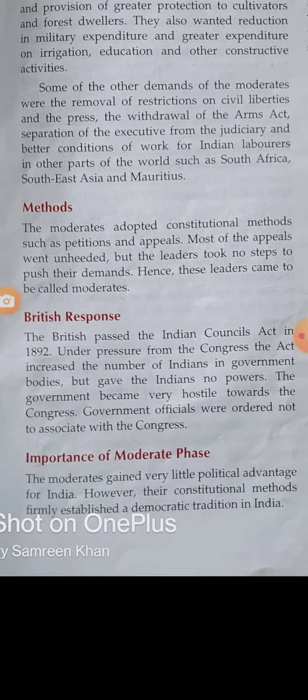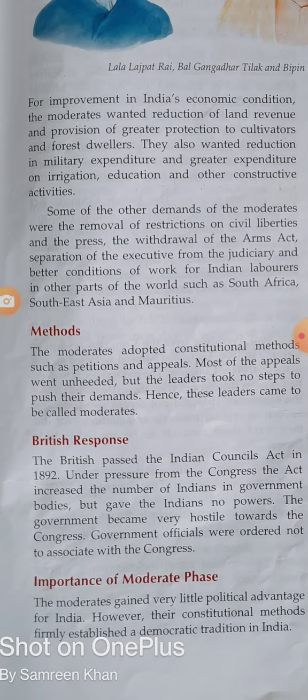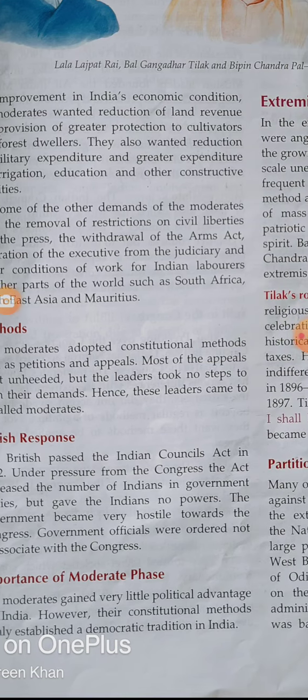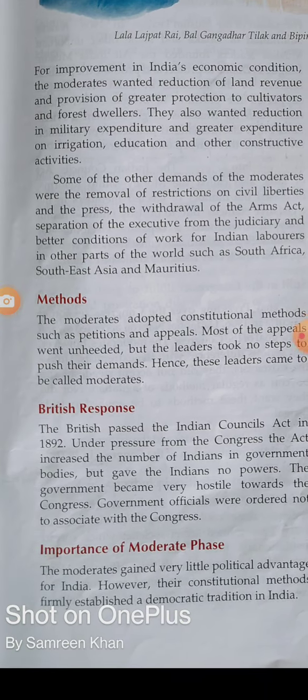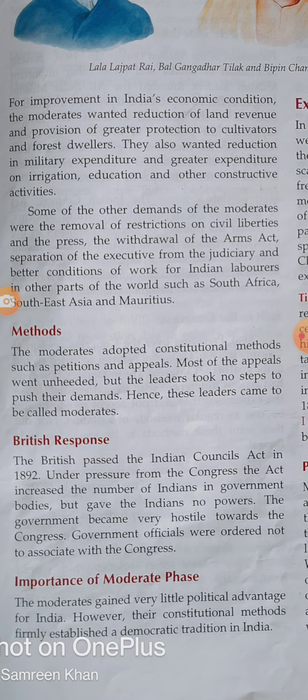Now what was the British response, or the method used by the Britishers to suppress or to listen to their demands? So the British passed the Indian Councils Act in 1892. Please underline this also, which is very important. Under pressure from the Congress, the act increased the number of Indians in government bodies but gave the Indians no power. So the demand which was started by moderate leaders was accepted, but there was no power in the hands of Indians.